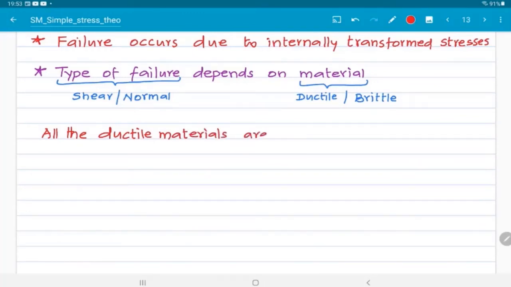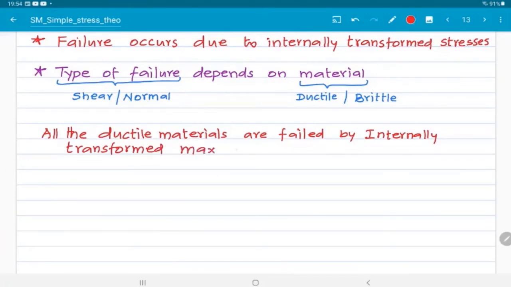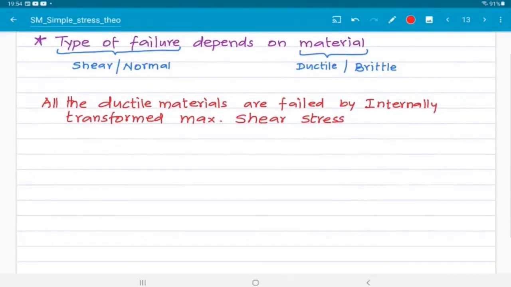So all the ductile materials are failed by internally transformed maximum shear stress. So when this stress, internally transformed shear stress, is equal to shear strength, the component will fail. Okay, right. Next point.